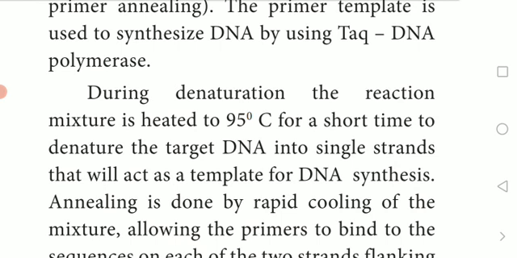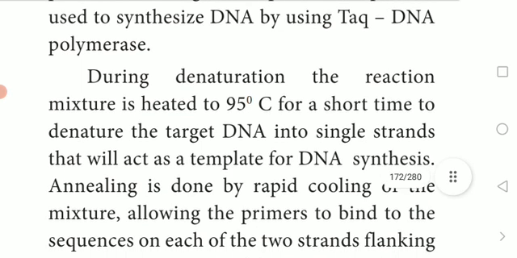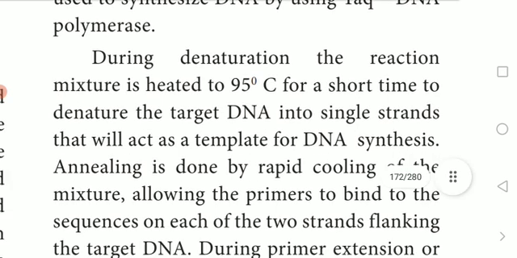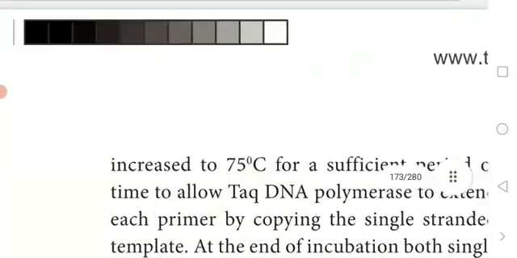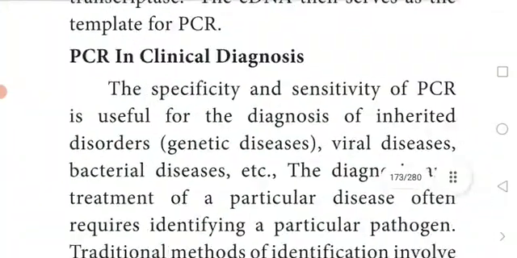Underline: denaturation, annealing, and extension. These are the 3 steps involved in PCR. Just underline the three steps. The double-stranded DNA of interest is denatured, separated into 2 individual strands, by high temperature. This is what we call denaturation.